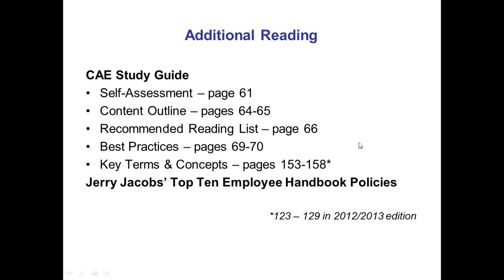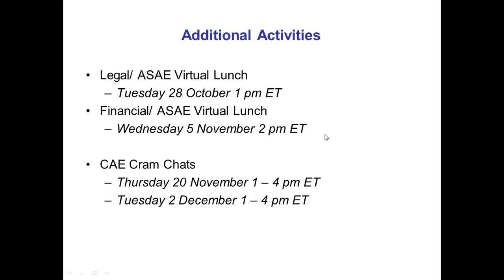Some additional reading, which is kind of powerful, and there's plenty of it. More reading. And a couple of the activities that Mary was kind enough to share. These are some things coming up. There's a virtual lunch specifically on legal, so that would be parts of Domain 3. There's a financial coming up, and then there are the cram chats.